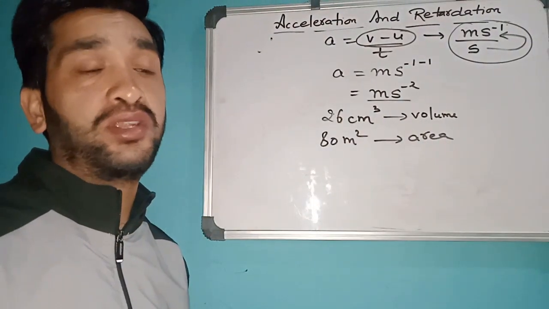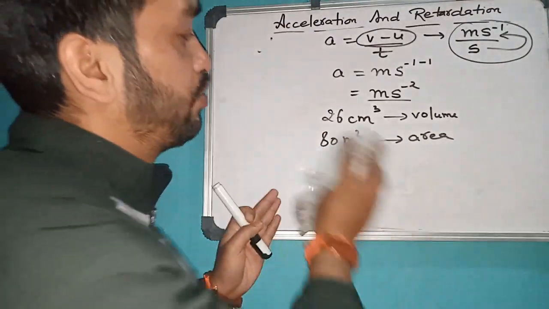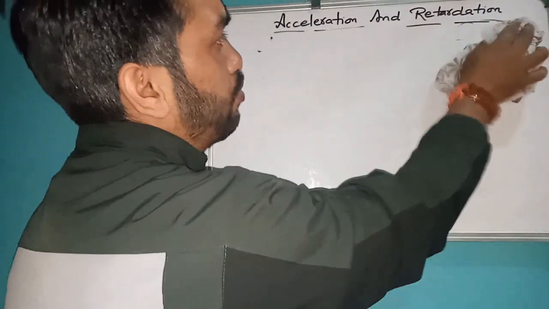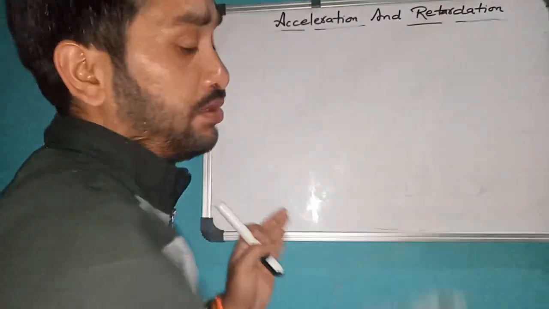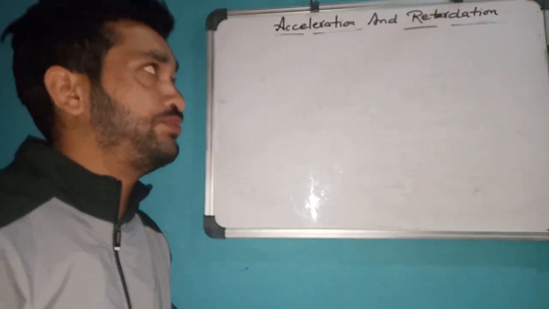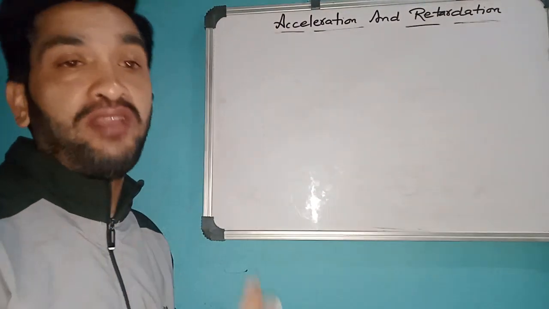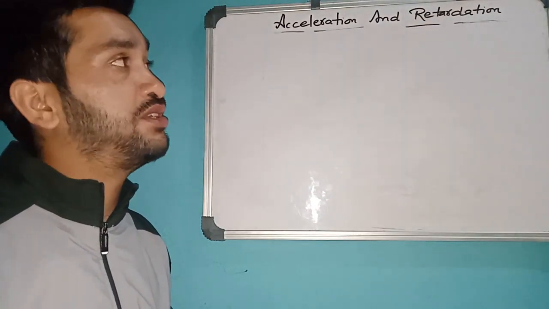In the same way, you can write kilometer per hour square. Okay. Normally we don't get questions on kilometers and all. Mostly the questions in physics are for meter per second square only. Okay. But if you want to derive, you can derive that also. So meter per second square is the unit for acceleration.